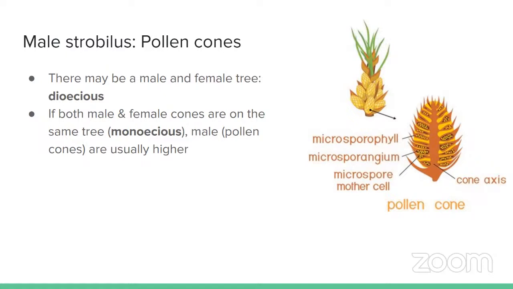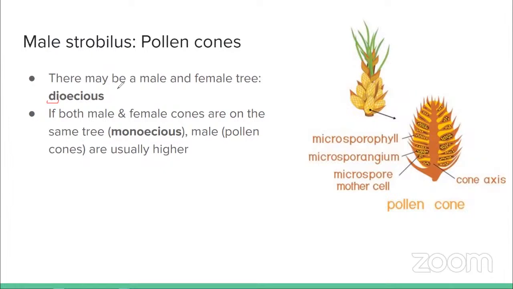I'll back up a second. So we have two different types of cones, different types of structures, right? We have our male pollen cone and our female ovulate cone. When we're referring to an individual plant, it may be the case that a tree has both typical ovulate pine cones and also male pollen cones, or it may be the case that we have a male tree and a female tree. So we have different words for that. If we have a male tree and a female tree, so like two types of tree, we're going to call it dioecious.